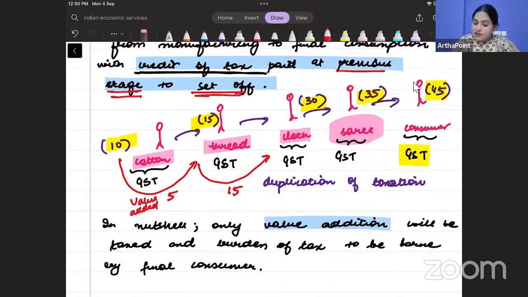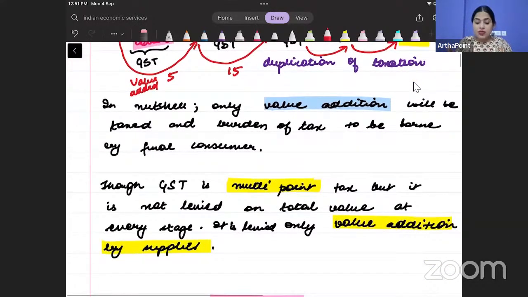5, 15. 15 से 35, 30 हो गया. 30 से 35 कितना हो बेटा? 5. And 35 से 45, 10 rupees. So, at every level, I am adding value to my product. जितनी value मैं add करूंगी, the value that I add, that is the tax that I will be charging. So value addition पे ही tax charge होना चाहिए. That is what this is saying.